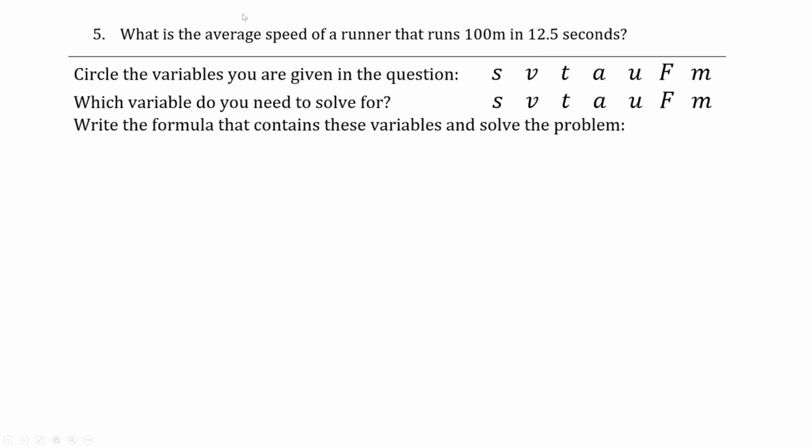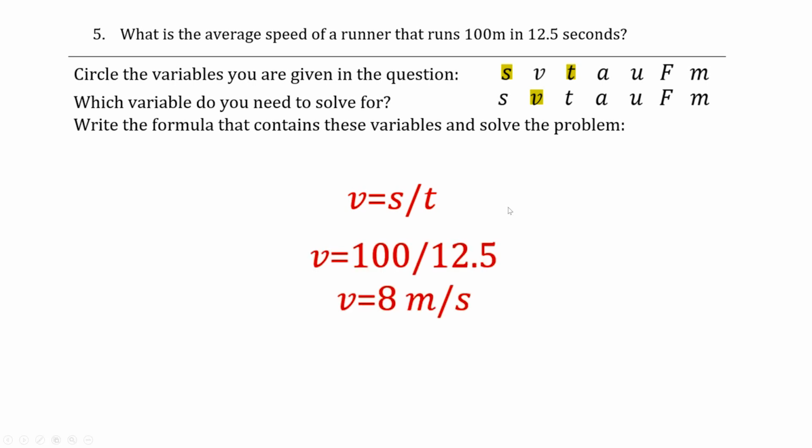Next one. So we need to find V, and we have T, and we have S. Is there an equation? Yep. V equals S over T. It's just that rearrangement of the first one, which is S equals velocity times time. So we've got 100 meters, 12.5 seconds, 8 meters a second. This is probably one you could have done without knowing this equation. This is the sort of thing that you've done a lot of in your time.